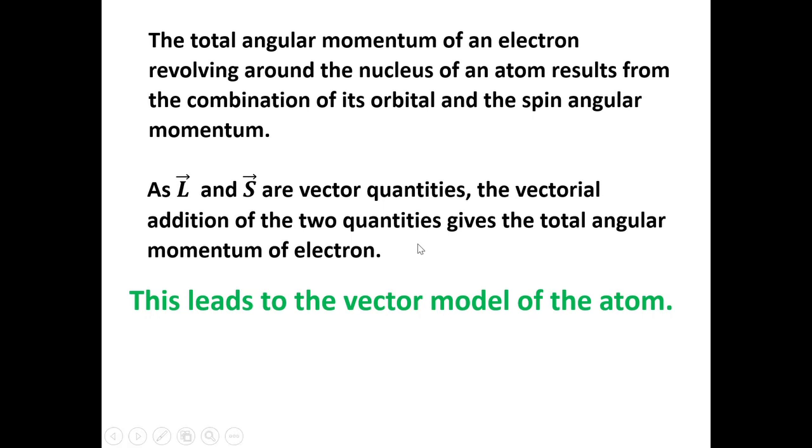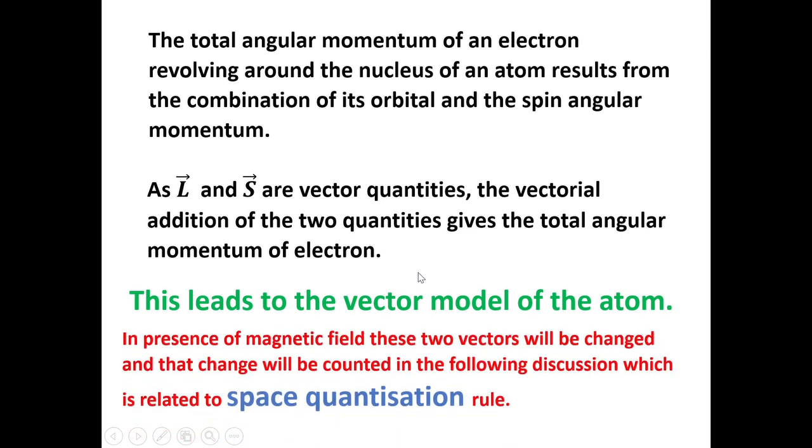Now, in presence of the magnetic field, there must be a change of the PL and PS because the motion of the electron will be affected. And how those vectors will be changed in direction leads to another very important discussion, which is followed by the space quantization rule.